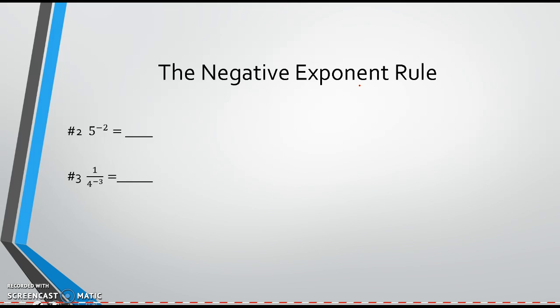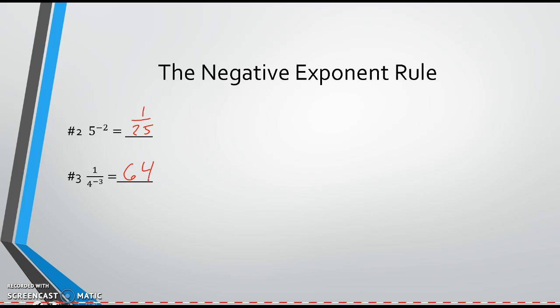So I want you to try to figure out what is 5 to the negative 2nd power, and then what is 1 over 4 to the negative 3rd power. Go ahead and pause the video, try those on your own, and then restart the video. Well, hopefully you were able to get this. 5 to the negative 2nd is 1 over 25. 1 over 4 to the negative 3rd, well, that's simply 64.